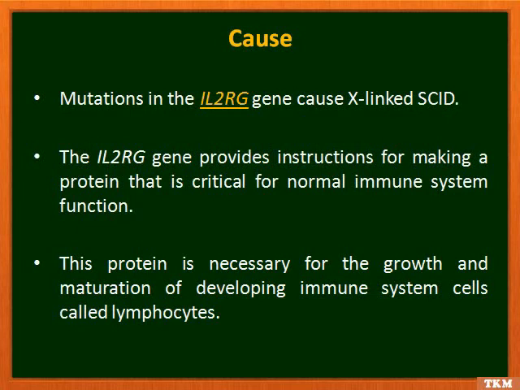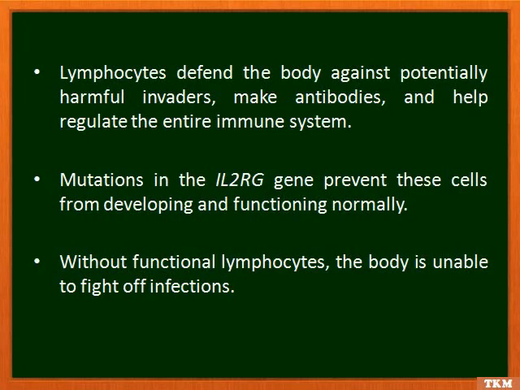What's the cause of X-SCID? Mutations in the IL2RG gene cause X-linked SCID. This gene provides instructions for making a protein that is critical for normal immune system functioning. This protein is necessary for the growth and maturation of developing immune system cells that are called lymphocytes. So if there is a mutation in this gene, what will happen? We will not get functional lymphocytes.